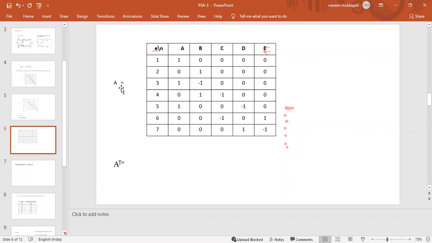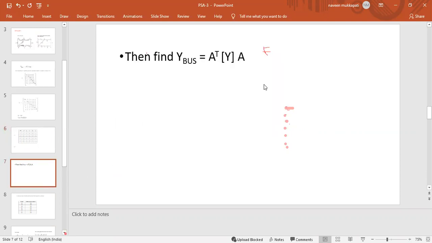After finding the A and A transpose matrices, we find the Y bus matrix. What is the formula for the Y bus matrix? It is A transpose into Y into A. Here Y is the primitive admittance matrix, A is the bus incidence matrix, and A transpose is its transpose. Multiplying these three matrices, we obtain the Y bus matrix.